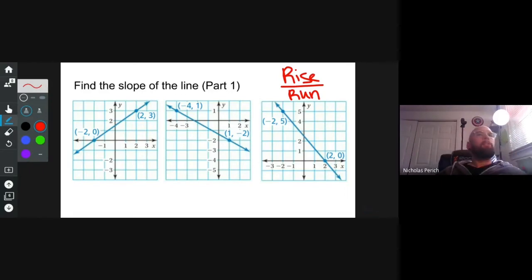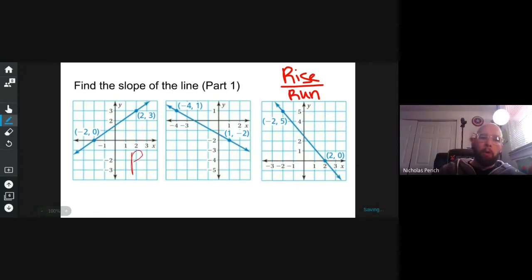My first job is to pick 2 points. I already have 2 points right here and here. Step 1, done. Step 2 is figure out if it's positive or negative. If you're reading left to right and it goes uphill, it's positive. So I'm going to put a big P there for positive.